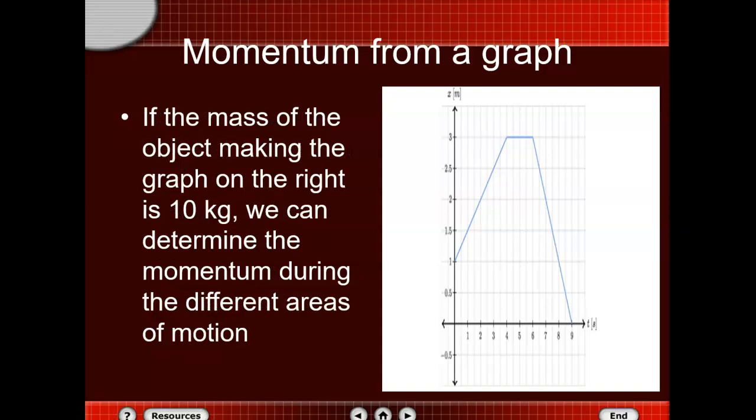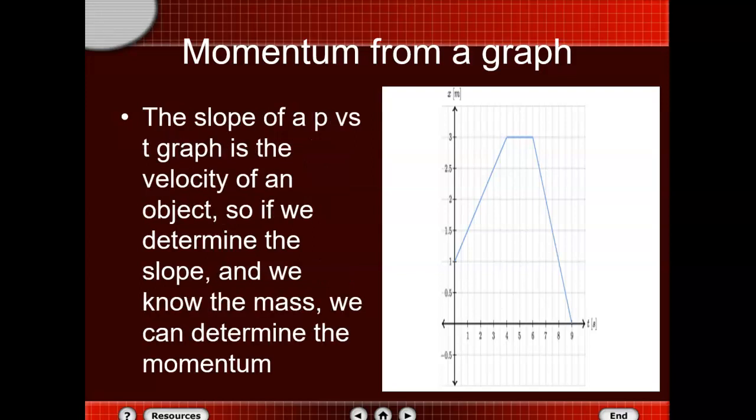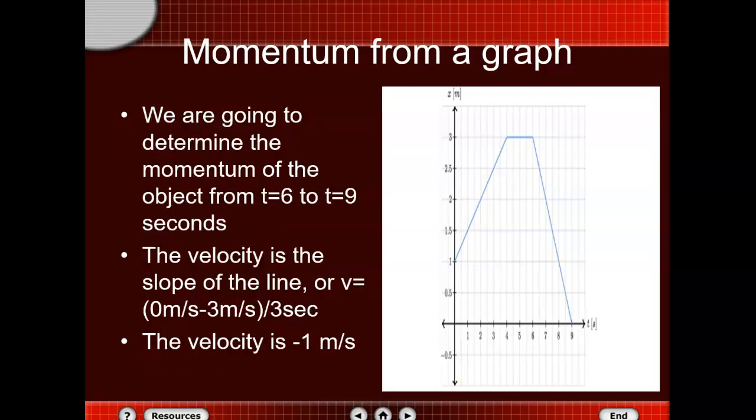Okay, so we're going to do that for this graph. So if the mass of the object making the graph on the right is 10 kilograms, we can determine the momentum during different areas of motion. And we're going to do that for one on here, and you're going to do the other two on your formative assessment. All right, so the slope of a position versus time graph is the velocity of an object. So if we determine the slope and we know the mass, we can simply multiply those two together to get the momentum. Okay, so we're going to do the time from t equals 6 to t equals 9.